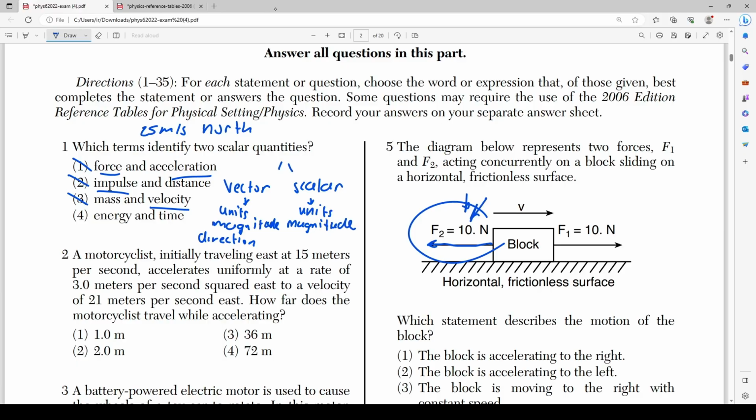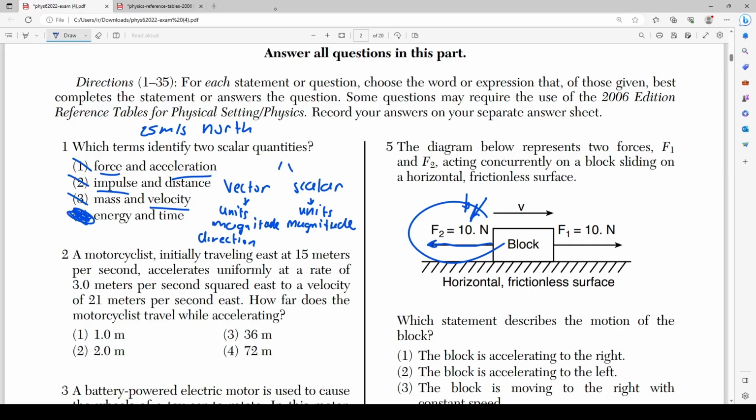When we're talking about acceleration, look at problem number 2. It says he's accelerating uniformly at a rate of 3 meters per second east, right? Acceleration has a direction, right? And then for velocity, it has a final velocity of 21 meters per second east, right? So because all of those values have direction associated with them, they cannot be scalar. That leaves us with answer choice 4 as our answer.